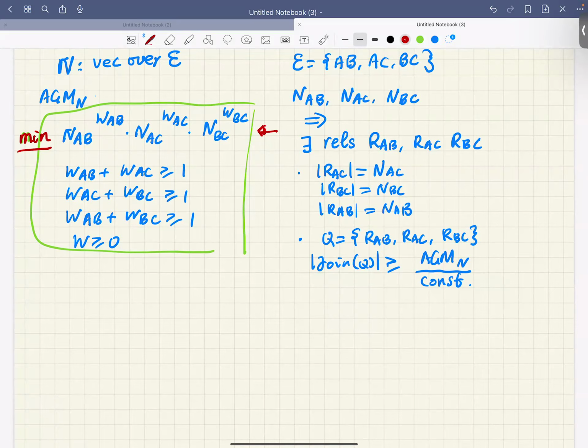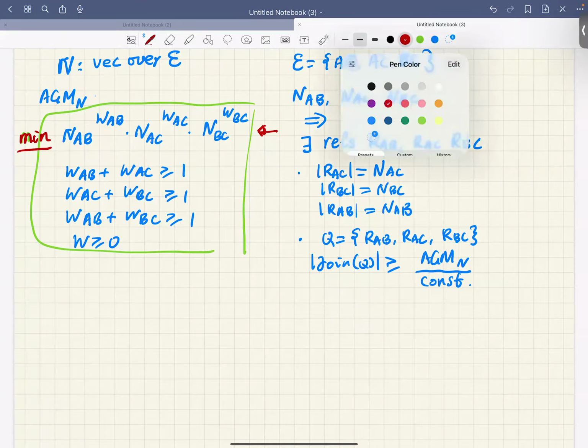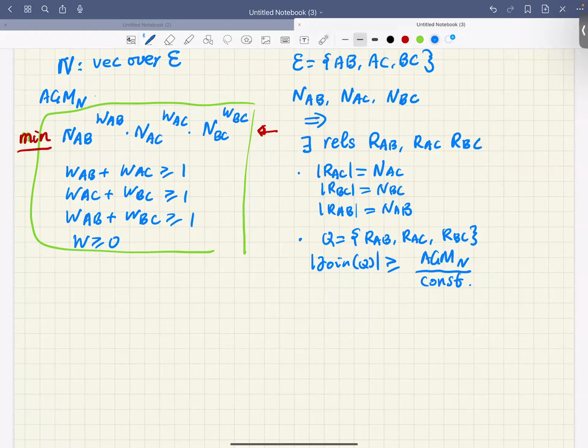Okay. However, this is not a linear program yet because in a linear program, the objective function will also have to be linear, right? It has to be the dot product between this W and something else, right? However, as you can see, instead of minimizing the product, you could instead minimize the log of it. And therefore you could say the problem is essentially the same as minimizing the following linear objective function.